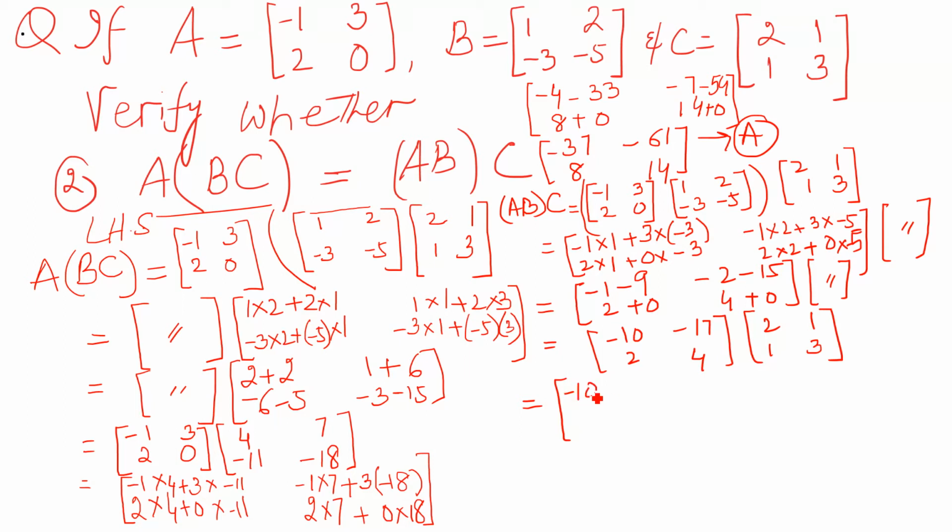Minus 10 multiplied by 2, this row with this column, this row with this column. Minus 17 multiplied by 1, minus 10 multiplied by 1, and then minus 17 multiplied by 3.